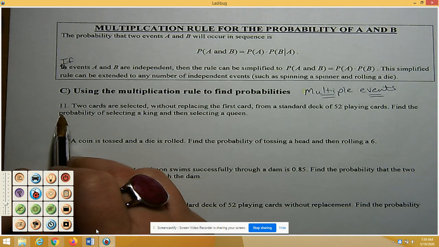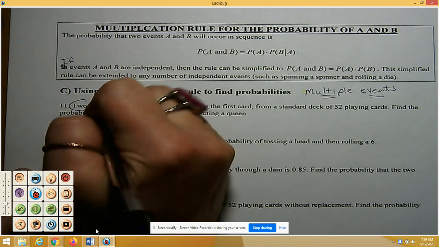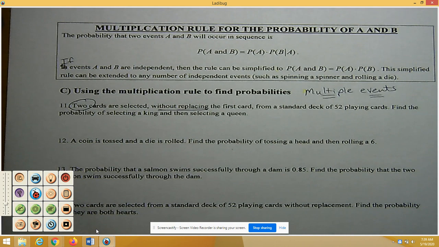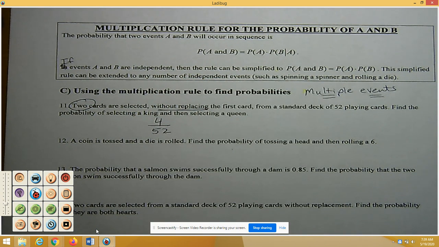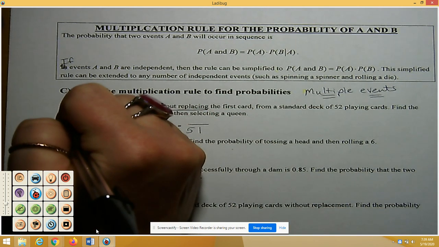So for number 11, we're going to use our multiplication rule. Two cards are selected without replacing the first card. From a standard deck of 52 playing cards, find the probability of selecting a king and then selecting a queen. All right, there are 4 kings in a deck. So the probability of selecting a king is 4 out of 52. You do not put that card back in the deck, which means your sample space changes to 51. So this is dependent.